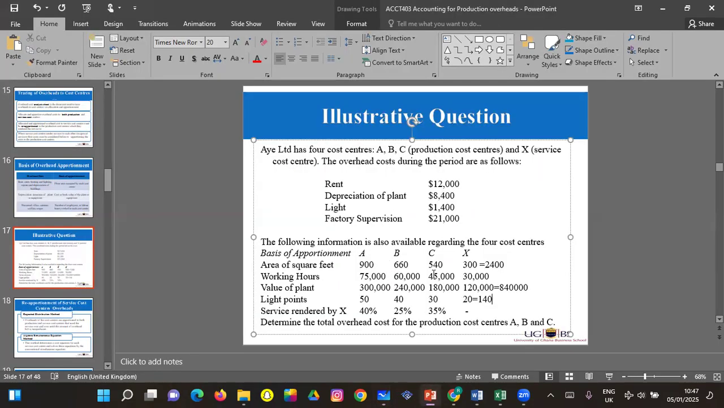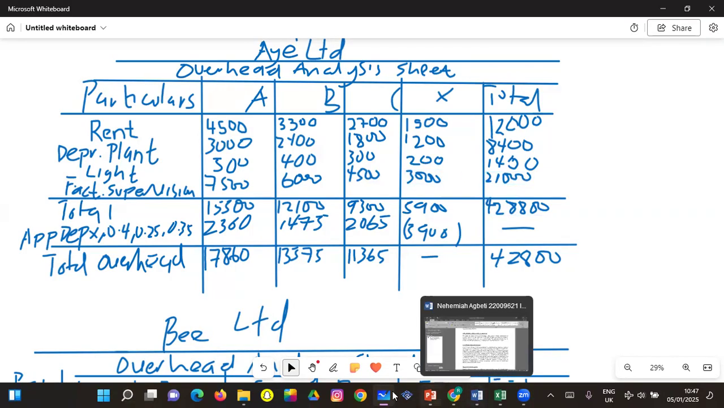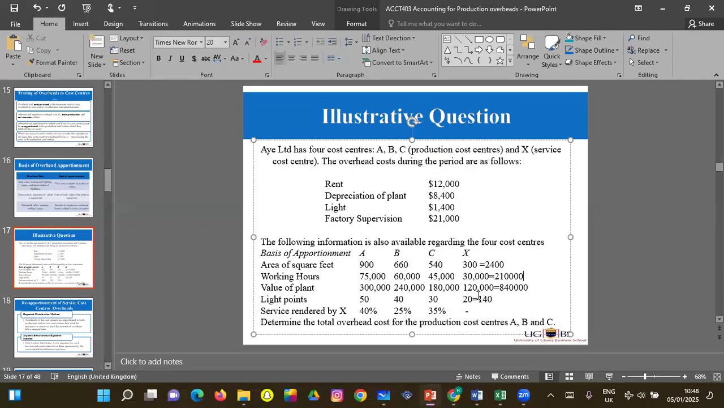So we move on to supervision. It is based on working hours. You sum all the working hours and you get 210,000 hours. So you take this one, 75,000 hours over 210,000, and multiply by the 21,000. Then you get this. Then you do the next one, and the next one, and the next one. You are going to get your 21,000 here again as the total.